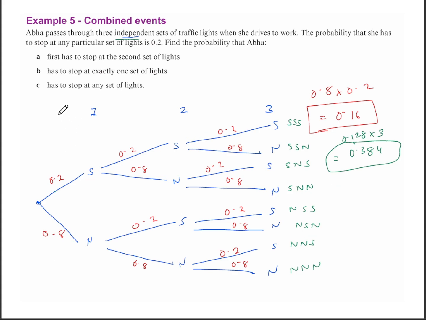We are then told to find the probability that she has to stop at any set of lights, meaning she has to stop at least once. She stops at least once in all of these possibilities apart from the last one. Therefore, we want the complement of the last one. Remember, if we have an outcome plus the complement of the outcome, we get a total probability of 1, because it's just something happening or something not happening.